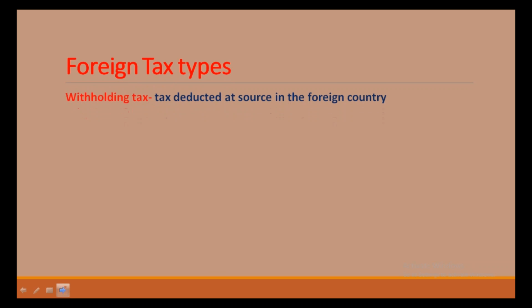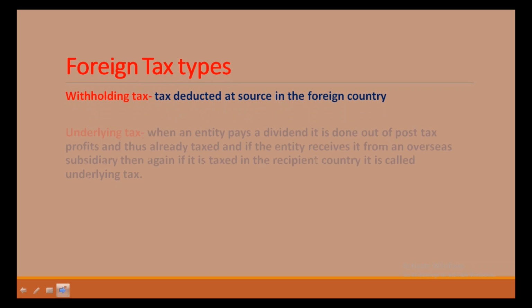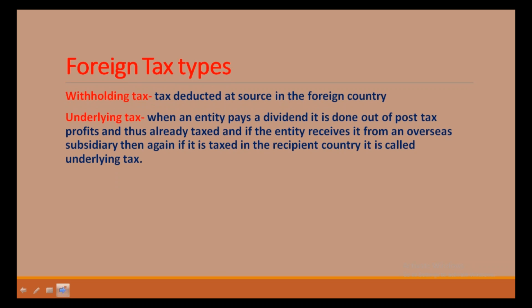Foreign tax types. Again, we can have withholding tax. When a foreign country does operations, they will tell you that you have to give 20% of the profit as a withholding tax. There can be something called underlying tax. So that also we will look at some numbers again.